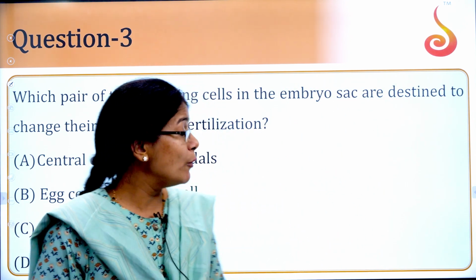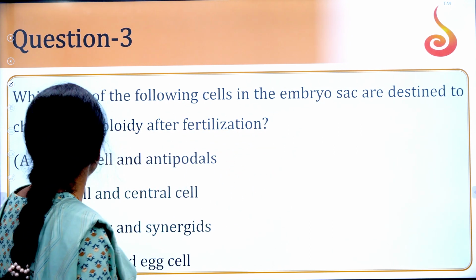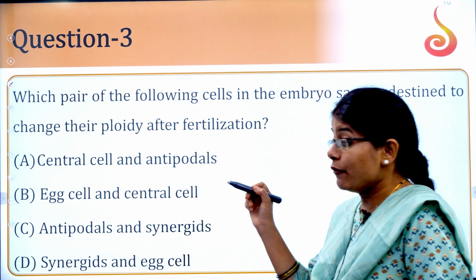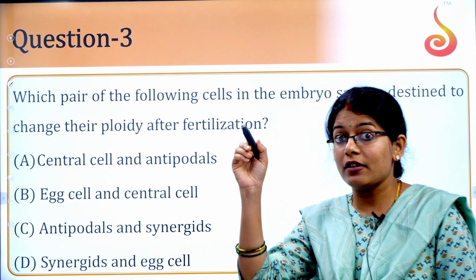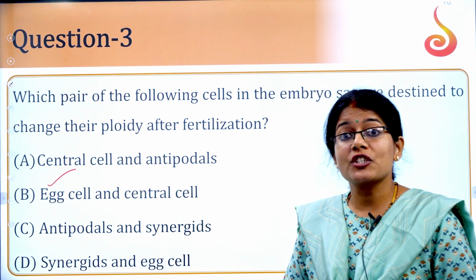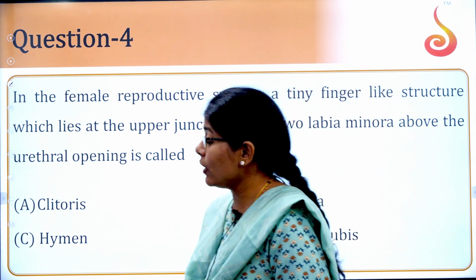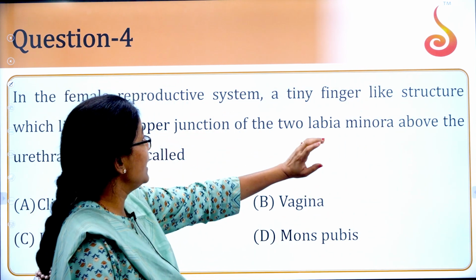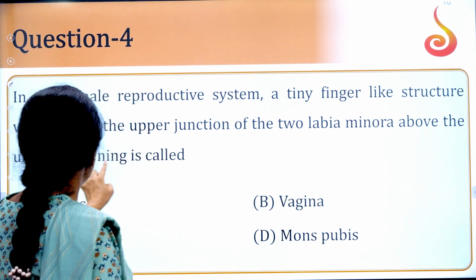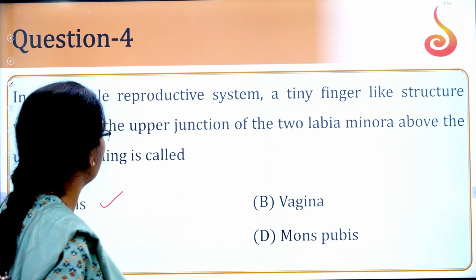Question number 3, about the embryo sac. Which pair of the following cells in the embryo sac are destined to change their ploidy level after fertilization? If you remember, in the center you have a central cell. Yes, it is the egg cell and the central cell which undergo ploidy changes after fertilization. Next one, in the female reproductive system, a tiny finger-like structure which lies at the upper junction of the two labia minora above the urethral opening is called the clitoris. Again, a very straightforward question.